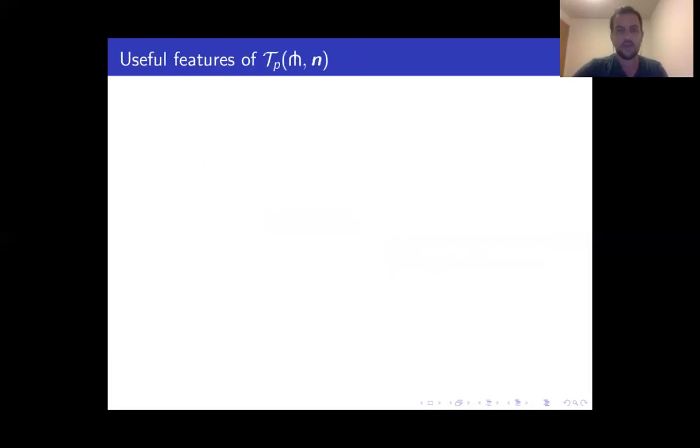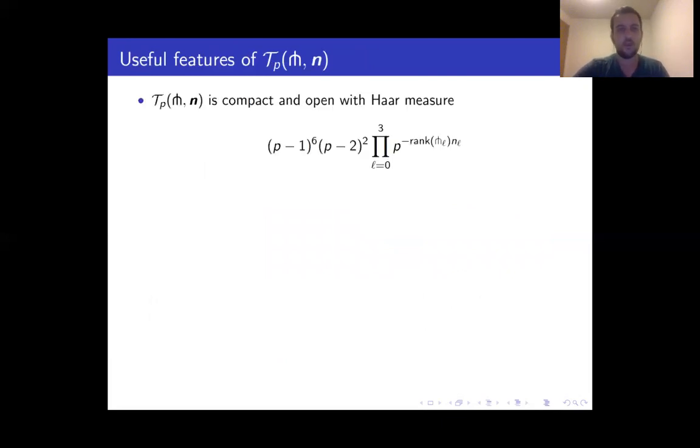Now the features of T_p are the things that are going to be really helpful for actually doing the integral. The first is that it happens to be a compact and open set, and we know that we can take measures of such sets. The Haar measure of this set turns out to be this power of p minus 1 times the power of p minus 2 times this product of p raised to negative rank of a partition times the corresponding N_L. The rank of a partition, remember, is the size of the partition, in this case 9, minus the number of parts it has.